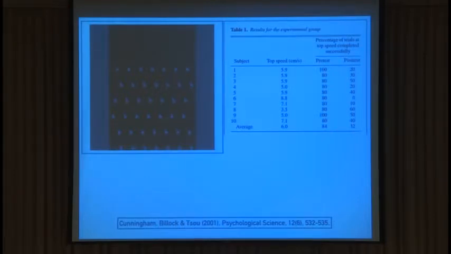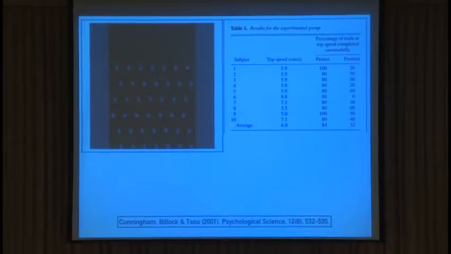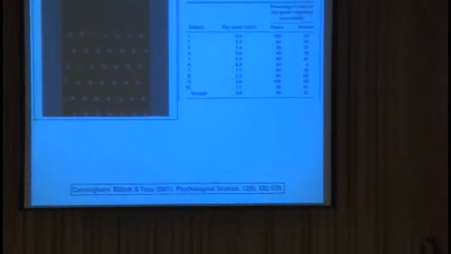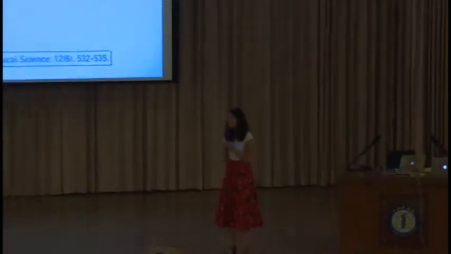So you can see, even though one person in the post-test managed 60% of the trials, the rest of the group are severely affected by this delay. On average, only 32% managed to complete the trial at their previous top speed. So that's quite an obvious detriment to performance.